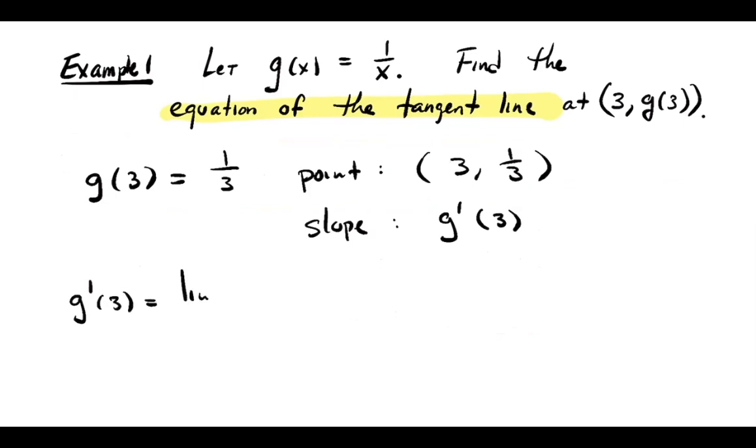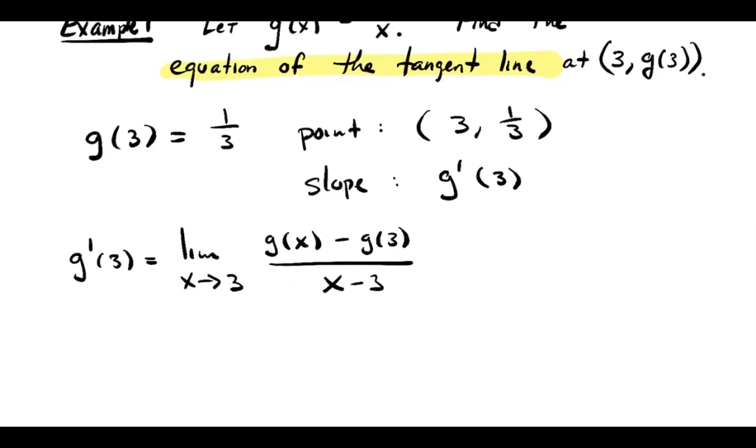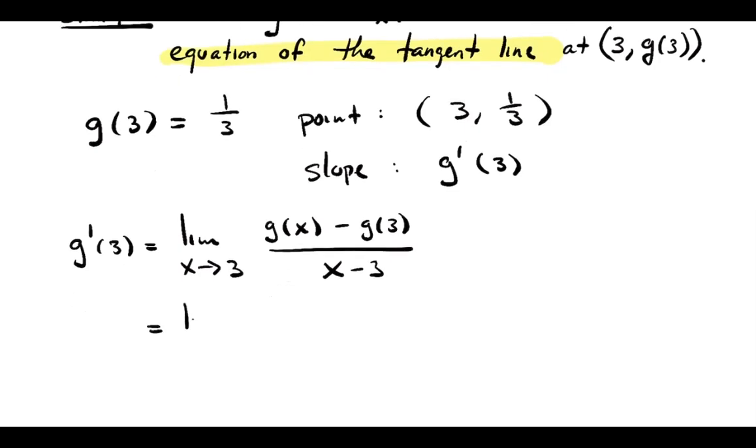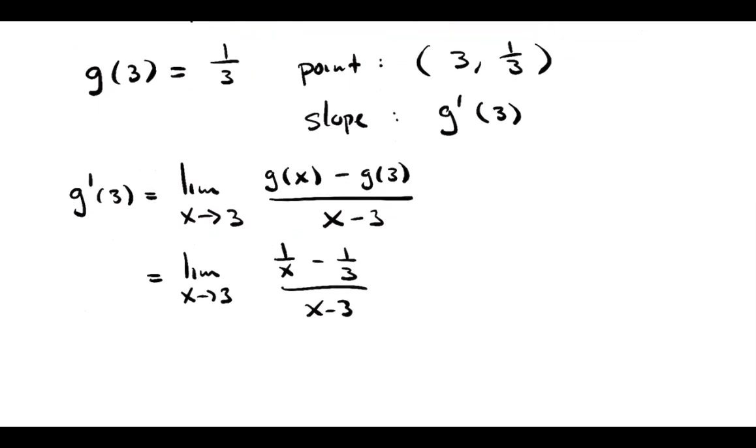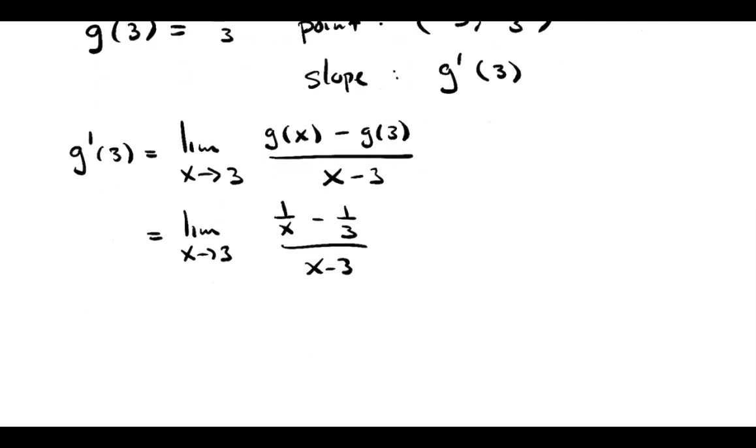G prime of 3 is equal to, by definition, the limit as x goes to 3 of g of x minus g of 3 over x minus 3. That's our limit definition of derivative, first form of it. And now I'm going to use what this function g is. G is the reciprocal. So that's the limit as x goes to 3 of 1 over x minus 1 over 3, over x minus 3. Maybe you recognize this was one of our examples from when we were talking just about limits. The reason I wanted to teach you about limits is so you can compute these derivatives. So I won't belabor this here too much.